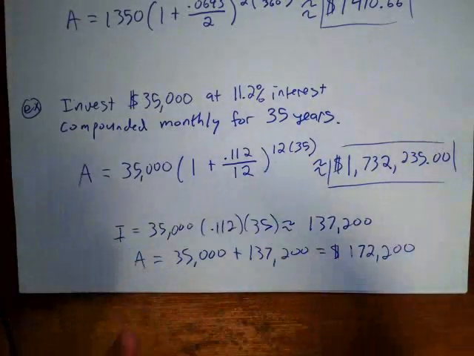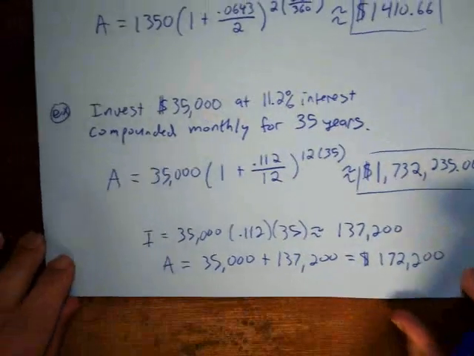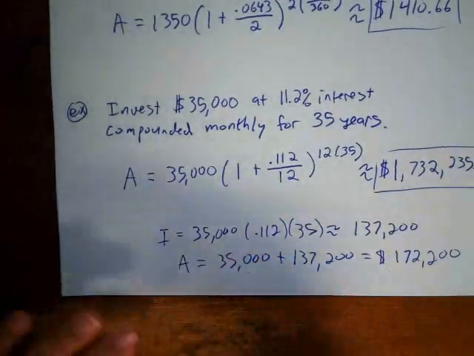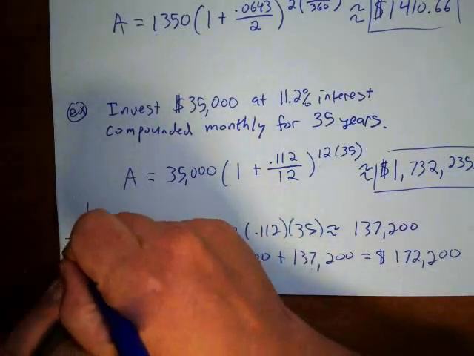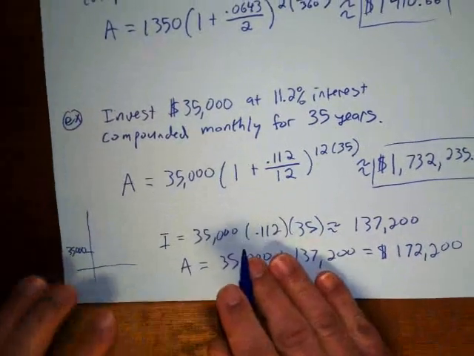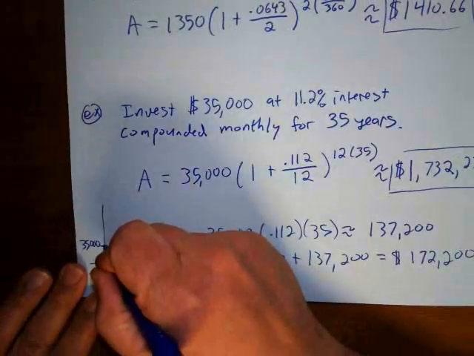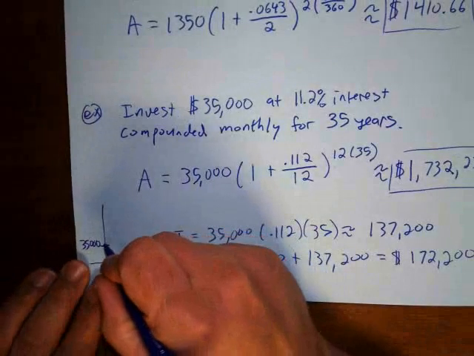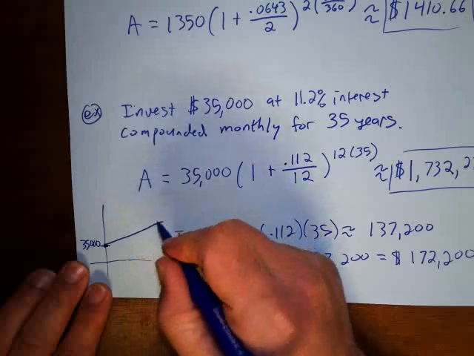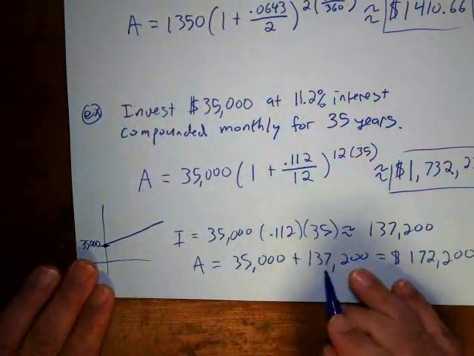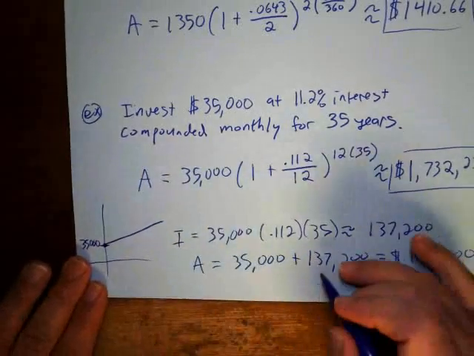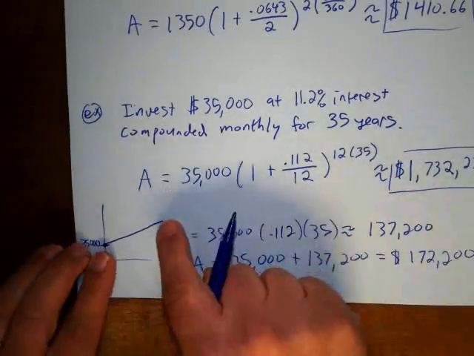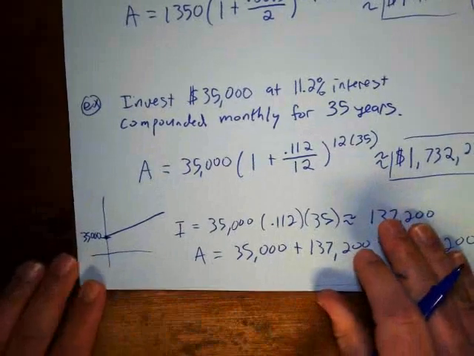And what happens is the difference starts increasing more and more rapidly over time. So let's say this is your $35,000 that you invest. Just real quick, your simple interest is going to go up like this, and the slope of this line is going to be the interest rate. So the higher the interest rate, the more that line's going to slope.